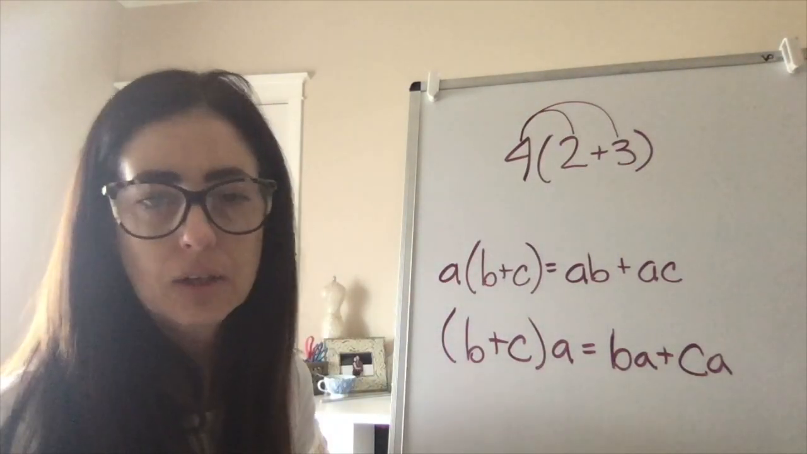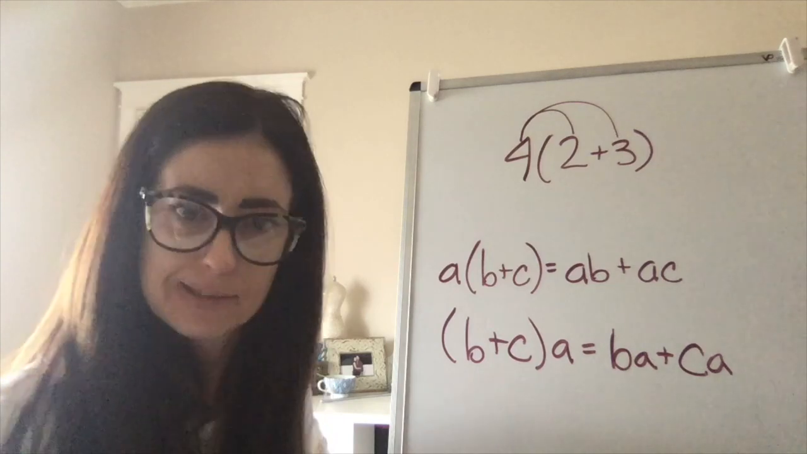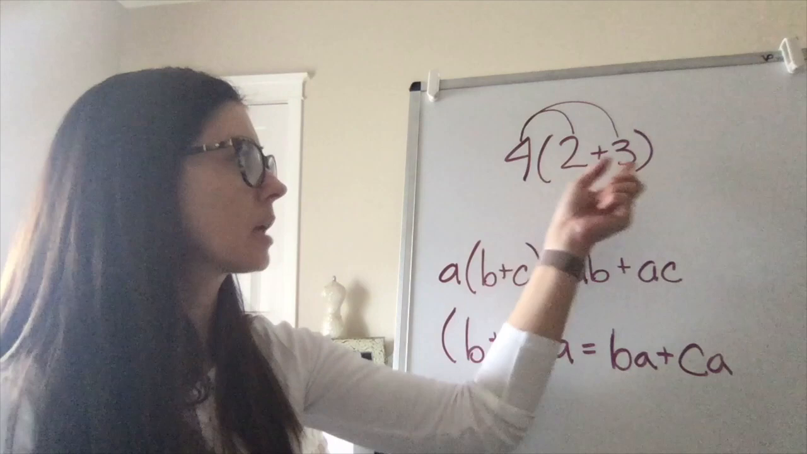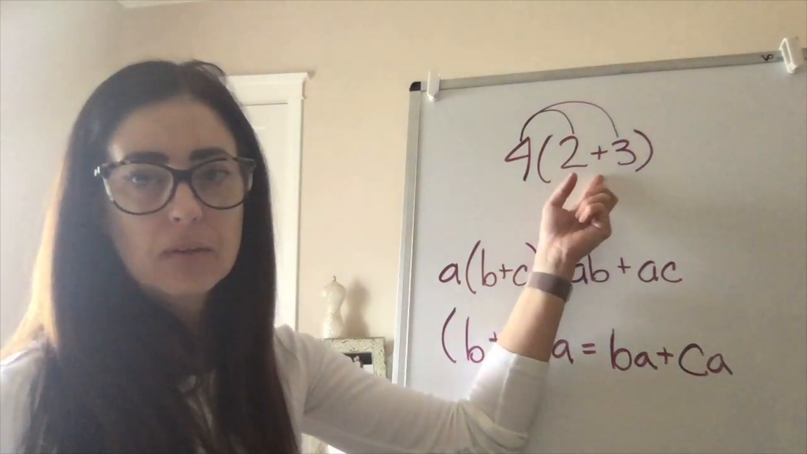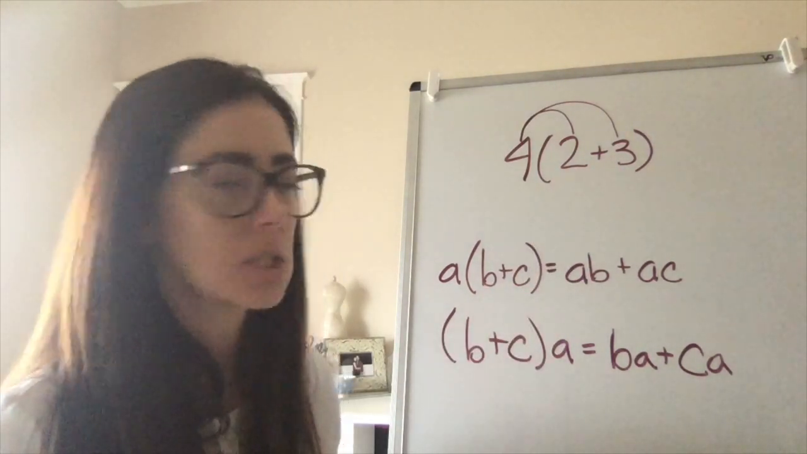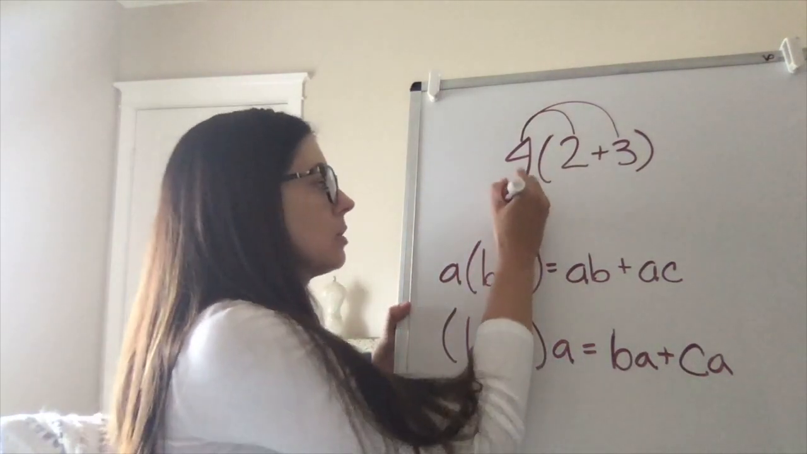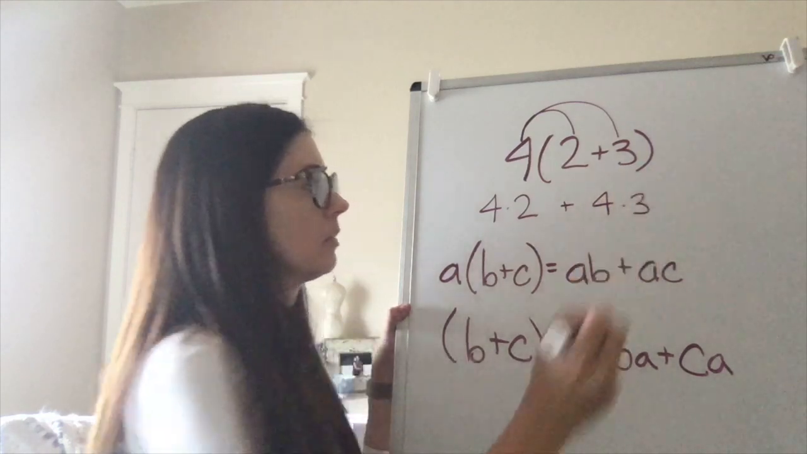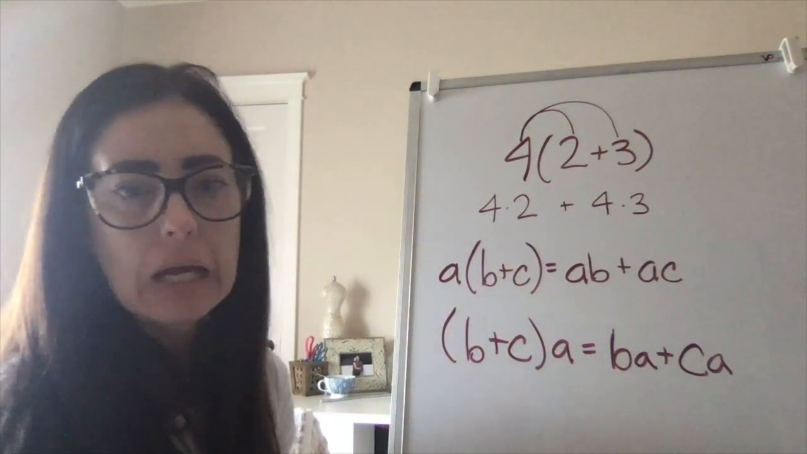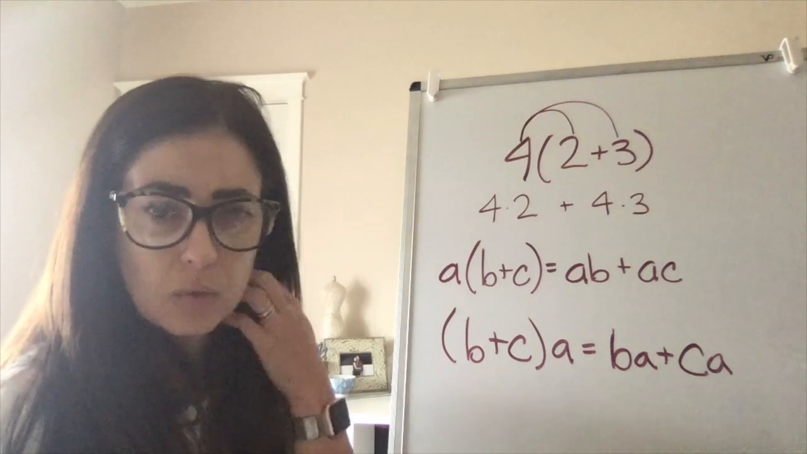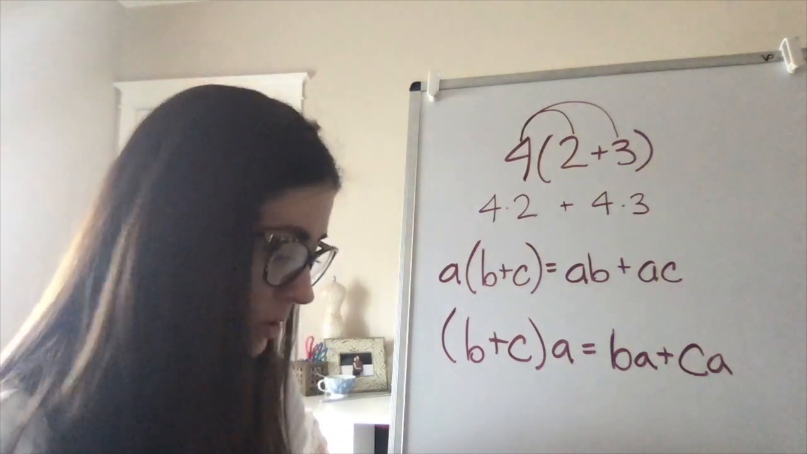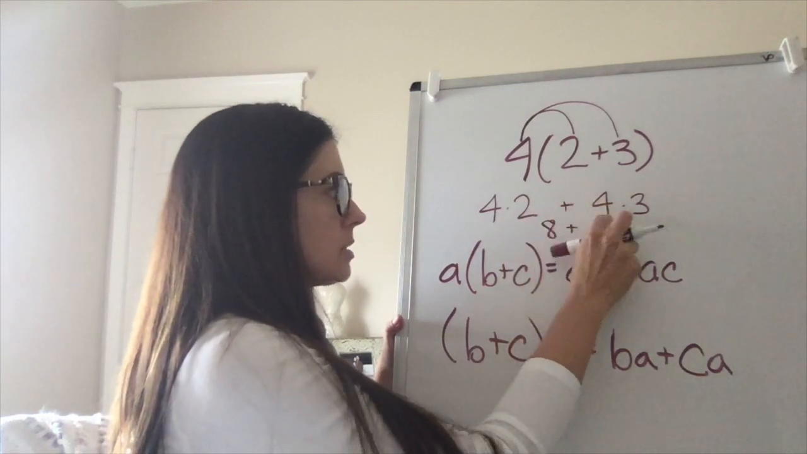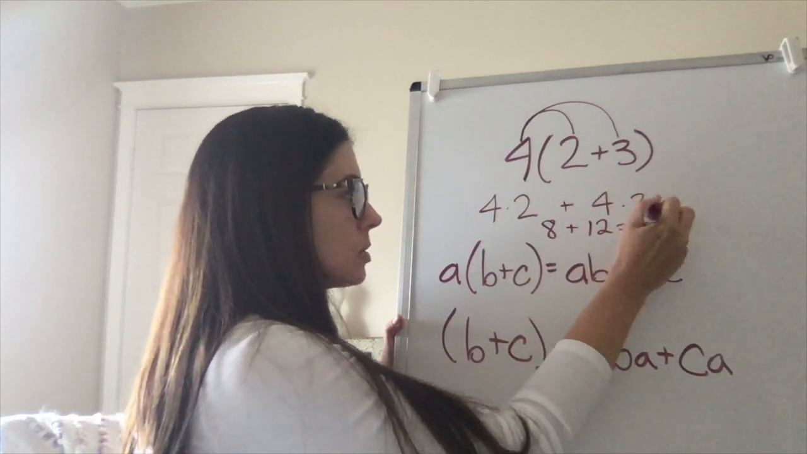So what I was trained to do as a young student is this. I had to draw little arches to remind myself that I had to do 4 times 2 and 4 times 3 and then add those together. The sign for the term doesn't change, but what this essentially means is we're going to do 4 times 2 plus 4 times 3. Now, because of PEMDAS, we know that we have to do multiplication and division before we do addition and subtraction. So we're going to do 4 times 2 is 8, plus 4 times 3 is 12, and we get 20.